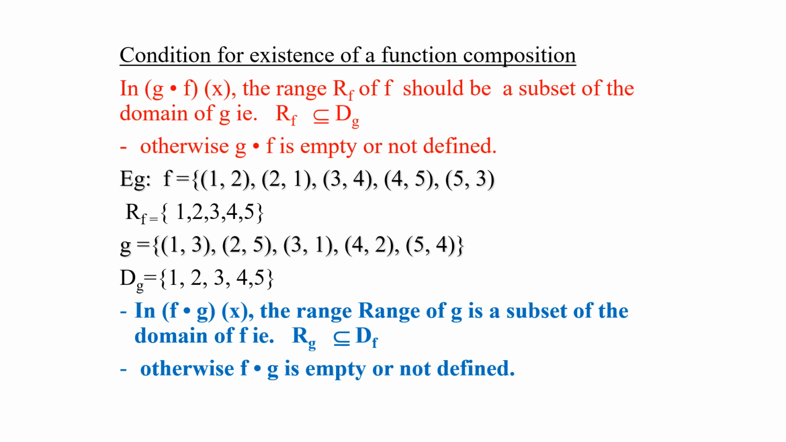F is given as a set of ordered pairs and G is also given as a set of ordered pairs. From this, range of f can be written as set 1, 2, 3, 4, 5 and domain of G can be computed as set 1, 2, 3, 4, 5. Here, range of f is a subset of domain of G, so G composition f exists. If f composition G has to exist, then range of G should be a subset of domain of f.